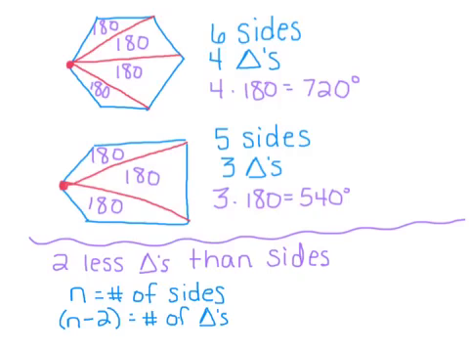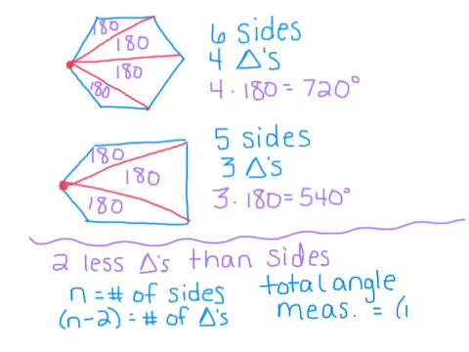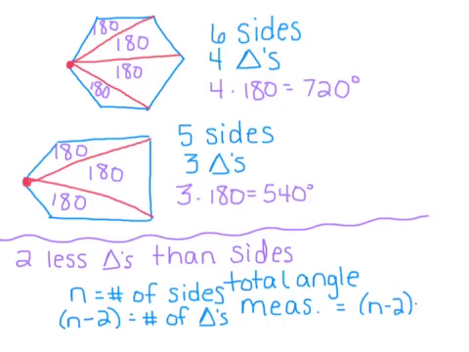And then, to get the total number of degrees, we take the number of triangles and multiply by 180, because there's 180 degrees in every triangle. So to get the total angle measurement, and I guess I should be using more specific wording, the sum of the angle measurements would be that n minus 2, because that tells you how many triangles you have, times 180. Okay? At that point, I'm going to jump back to our slides.